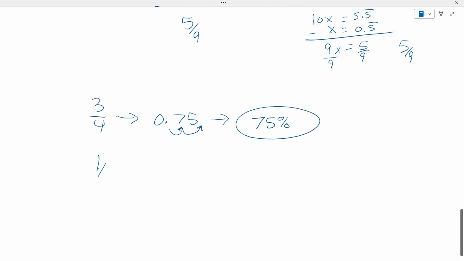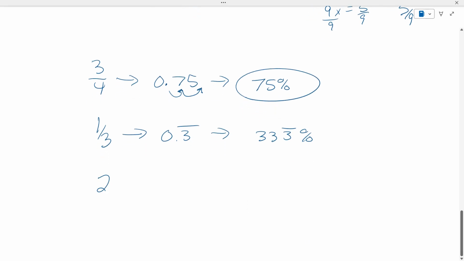If we have 1/3, that is 0.3 repeating. You can do that on your calculator. Take 1 divided by 3, and you get 0.3 repeating. And so then, that's 33.3 repeating percent. Okay, we can't use a repeating symbol until after the decimal point, so that's why we do it that way.